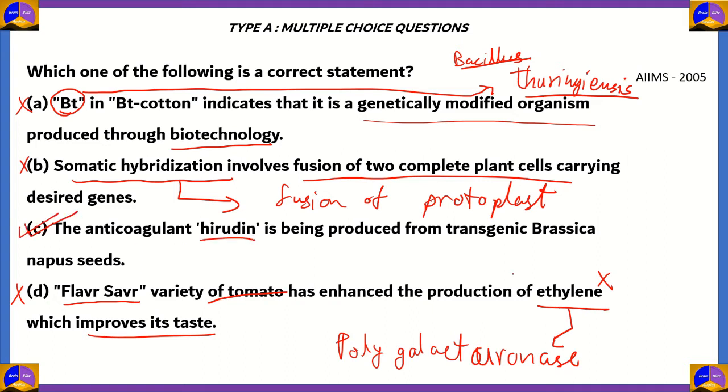Anticoagulant hirudin is being produced from transgenic Brassica seeds. So what happens is that the hirudin is an anticoagulant and it's very much in demand these days. It's used as medicine. So instead of extracting it from leeches, what we do is we make Brassica seeds transgenic by encoding the code for hirudin in it, and then these seeds are harvested and used as medicine to make anticoagulants. So therefore option C is a correct statement.